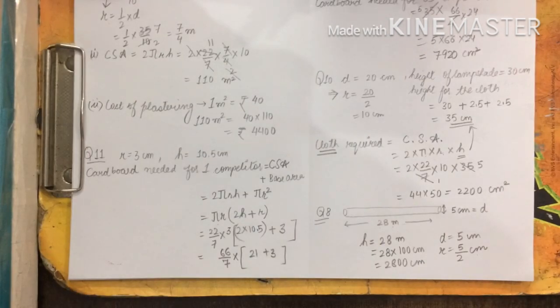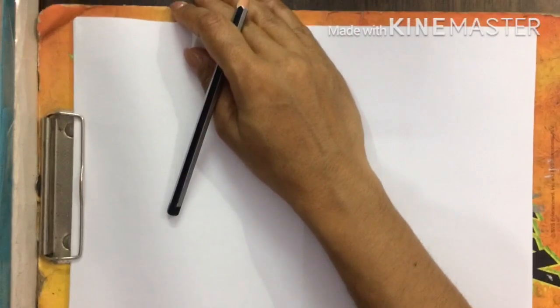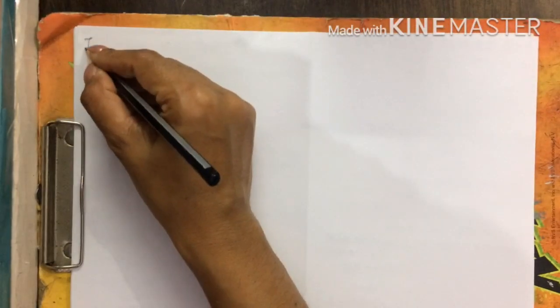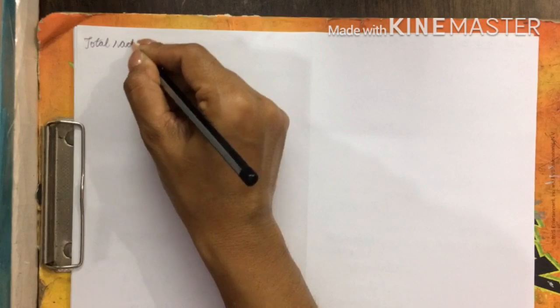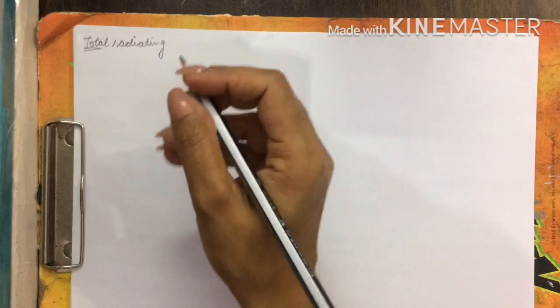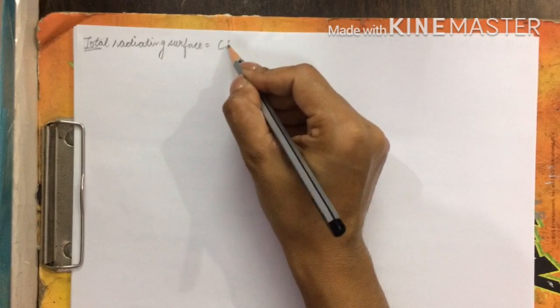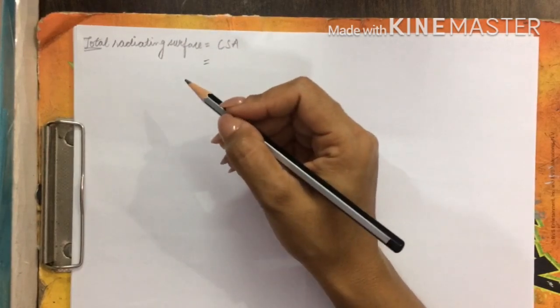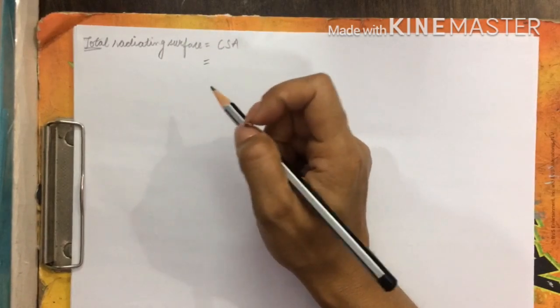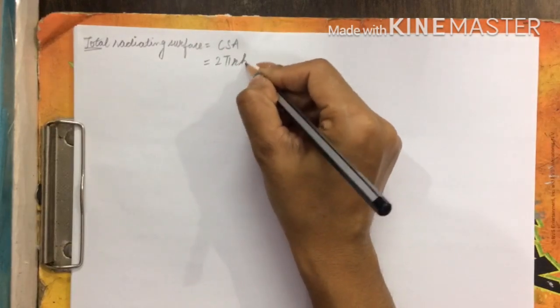Now we need to find out the total radiating surface, which will be given by the curved surface area of the pipe. Let's solve. So the total radiating surface, again I'm writing the word total, but I will not be calculating total surface area. I'll be calculating the curved surface area. Two facts, because the pipe is open at both ends and the surface that actually causes the heating of the water is the curved surface of the pipe, which is given by 2 pi r h.